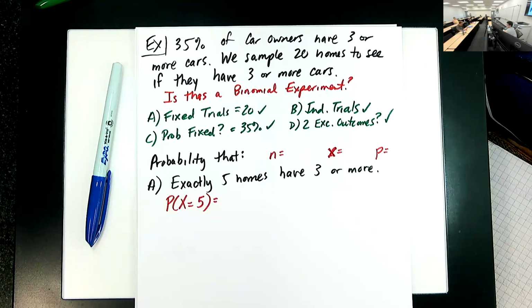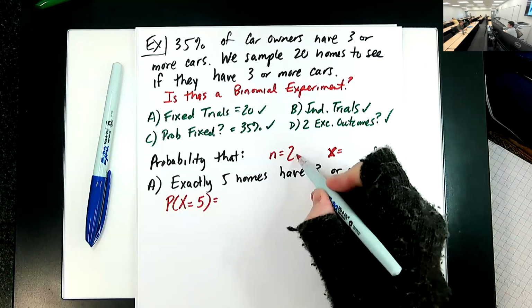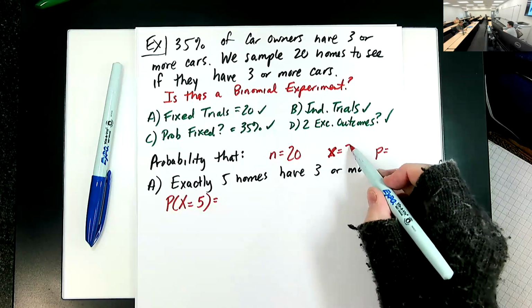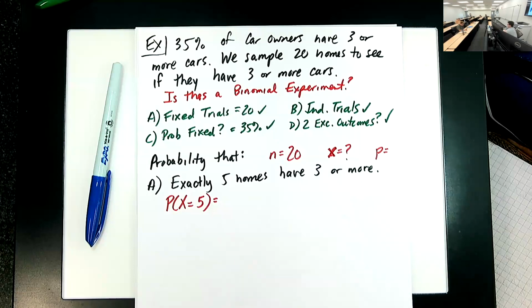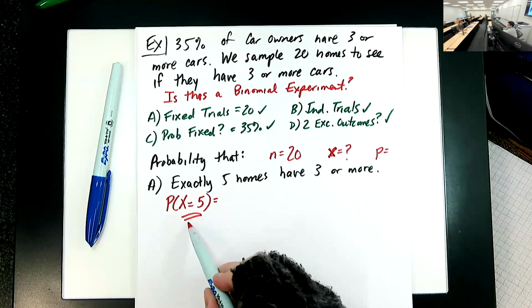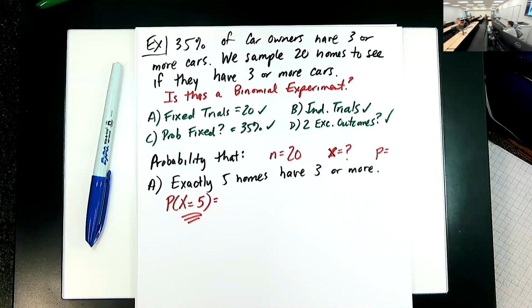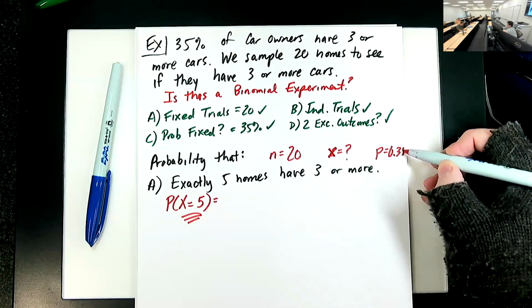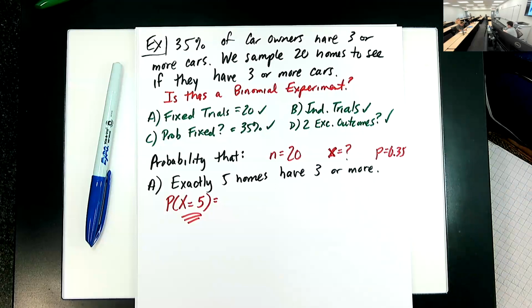N is 20. X is actually dependent on the question. Here we said 5, we gave it. So X is given here. What's P? 35%, and we're going to write it as a decimal, 0.35.